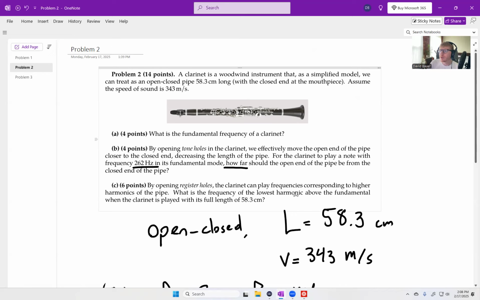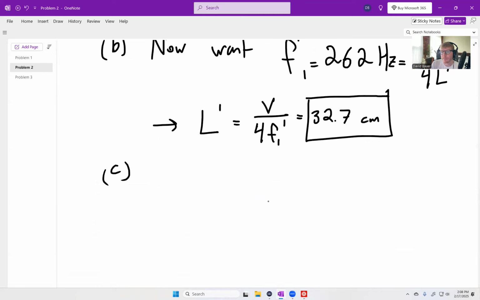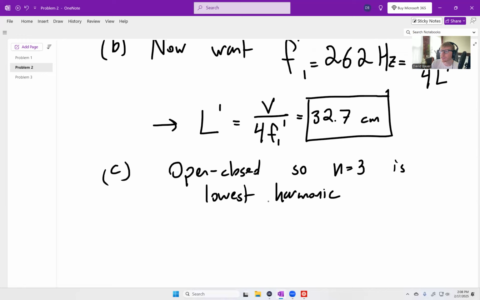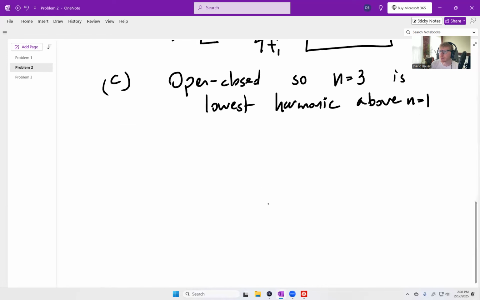What's the frequency of the lowest harmonic above the fundamental when the clarinet is played with its full length of 58.3 centimeters? So the lowest harmonic above the fundamental for an open-closed pipe is n equals 3, because we only have odd harmonics for an open-closed pipe. So we're just asking if we use the original length of 58.3 centimeters, then what is our F3?